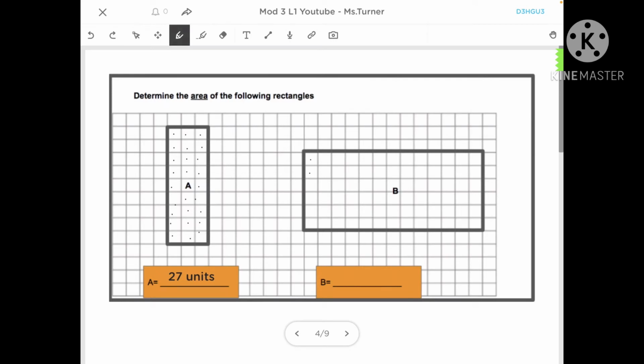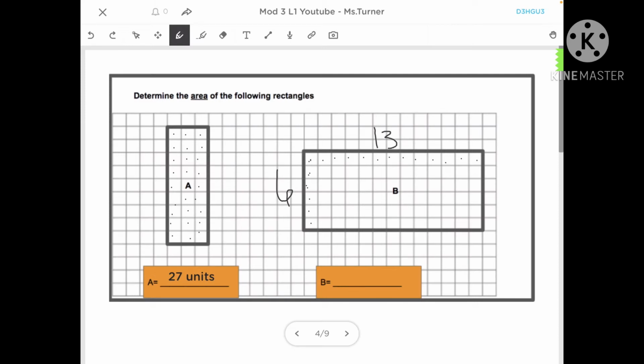1, 2, 3. Whoa, hold on. I just realized something, you guys. We're going to be here for quite a long time counting all of these squares inside of rectangle B. So instead, you guys, let's figure out the width, how wide the rectangle is, and how long the rectangle is. So we have 1, 2, 3, 4, 5, 6. So it's 6 units wide and 1, 2, 3, 4, 5, 6, 7, 8, 9, 10, 11, 12, 13 units long.